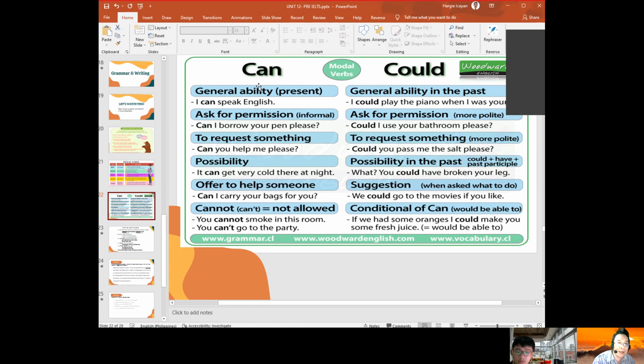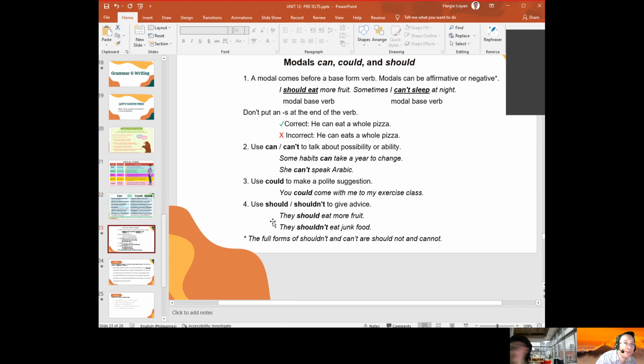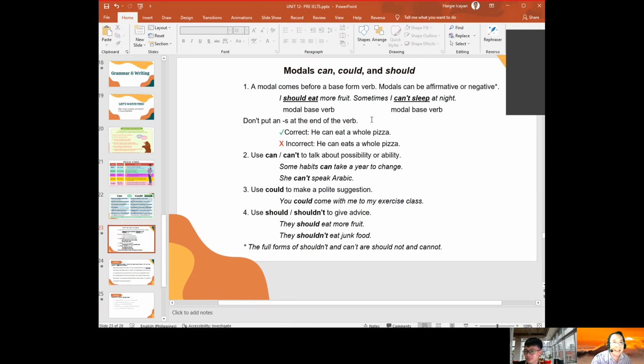Or can is for permission. But of course, could can also be used for permission. Okay? But can is more informal and could is more polite. Okay. Now, we have here another one. So, when are we going to use can, could, and should? These are the rules.